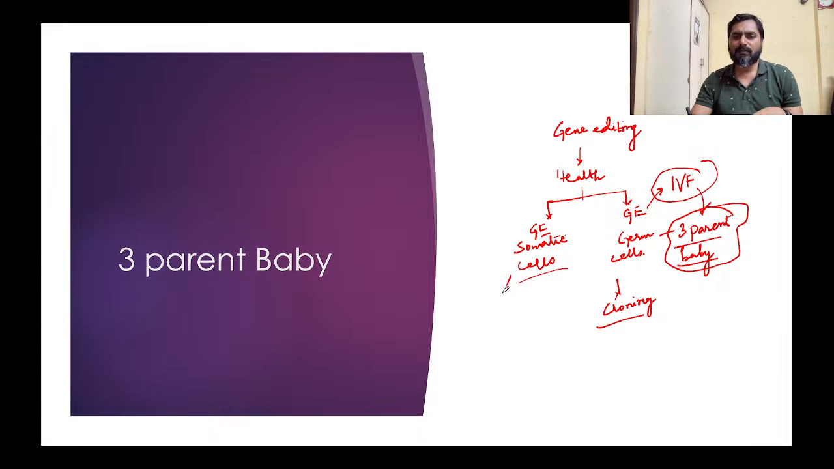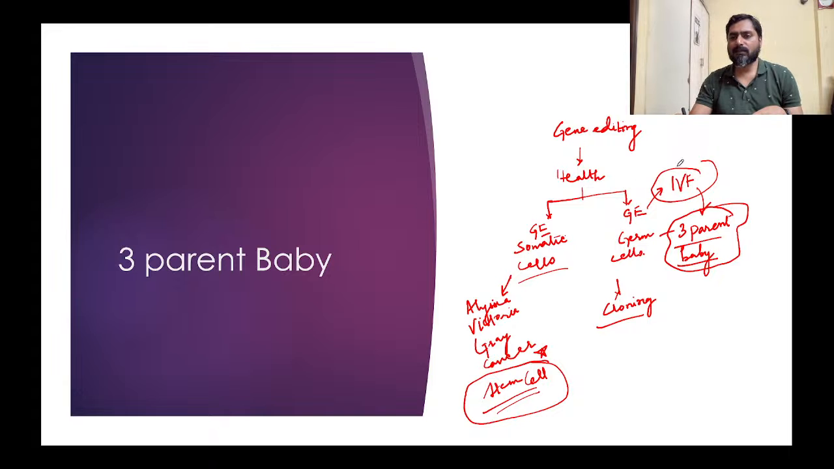In somatic cell gene editing, we have seen the case of Alicia or Victoria Gray, or the cancer therapies. We will also look at stem cell therapy. There was news in the USA that using stem cell therapy a woman was cured of HIV. We will look into this also, but let us just look at this part: how we are using gene editing in IVF. You need to understand IVF first, and then we will see the 3-parent baby and how we are modifying the genes.